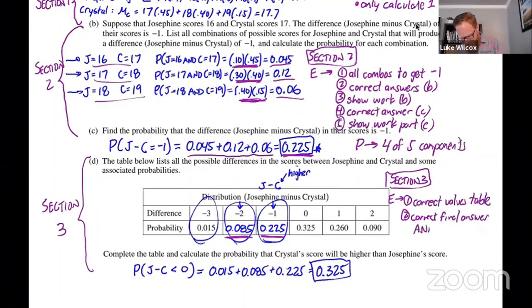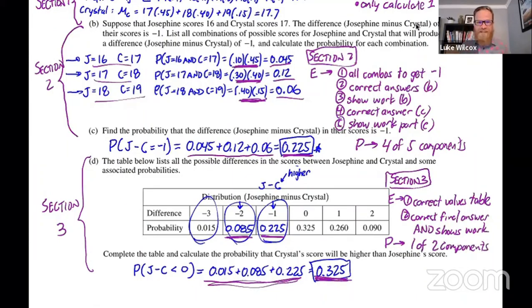and shows work. So the correct final answer is here, showing the work is here. You have to have both of those in order to get component 2. And if you have both components, that gives you an E, essentially correct. Partially correct would be if you had 1 of the 2 components. So we have graded this in 3 sections, each one giving an E, P, or an I.